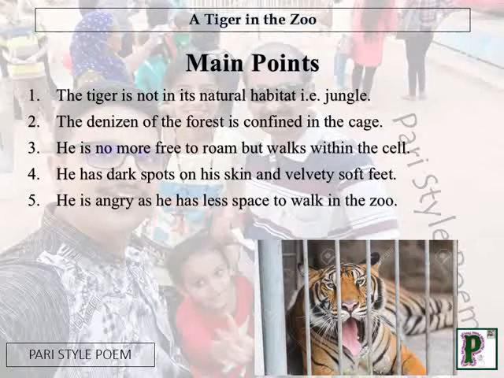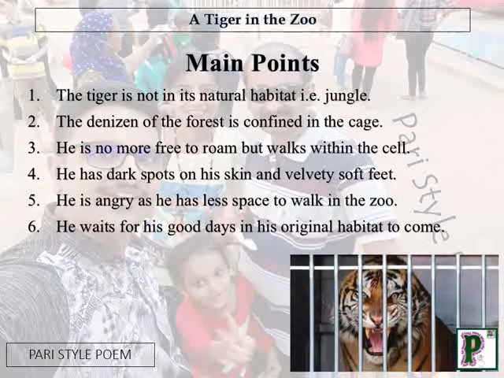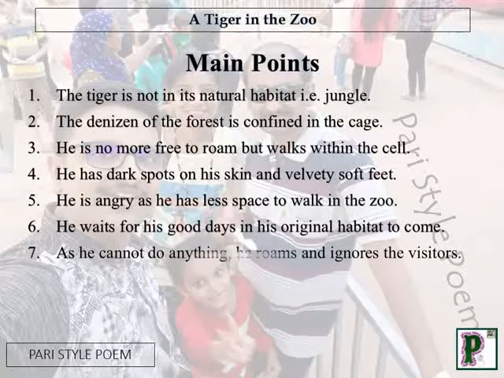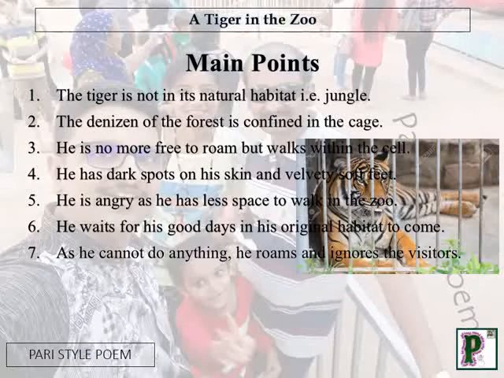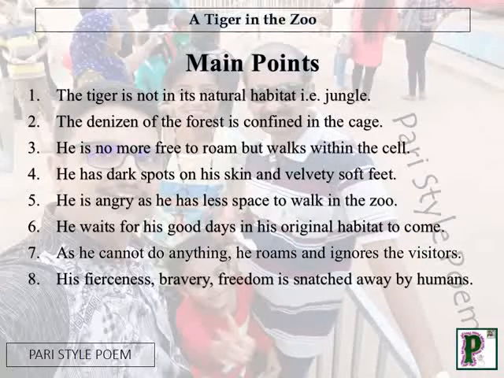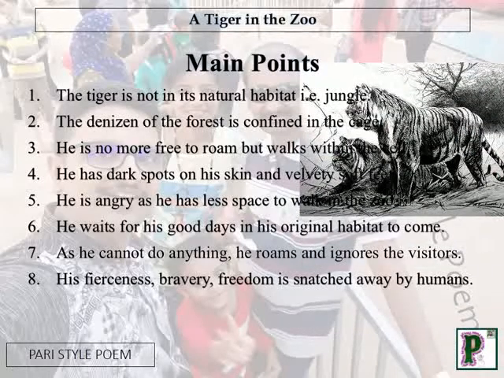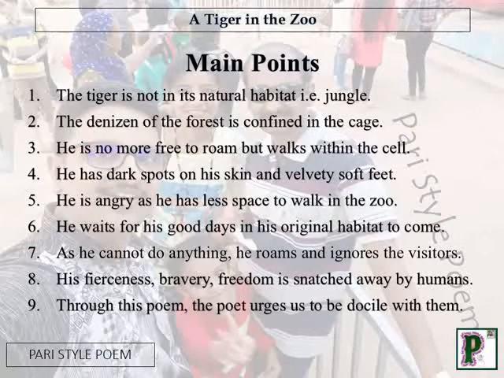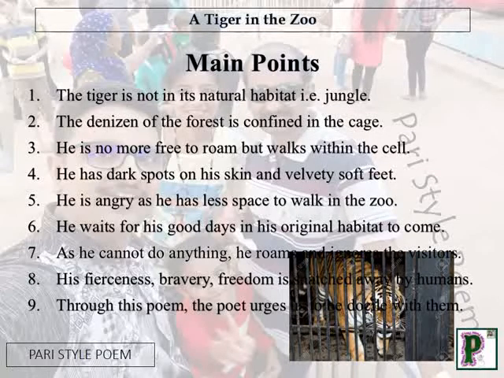He waits for his good days in his original habitat to come. As he cannot do anything, he roams and ignores the visitors. His fierceness, bravery, and freedom are snatched away by humans. Through this poem, the poet urges us to be kind to them.